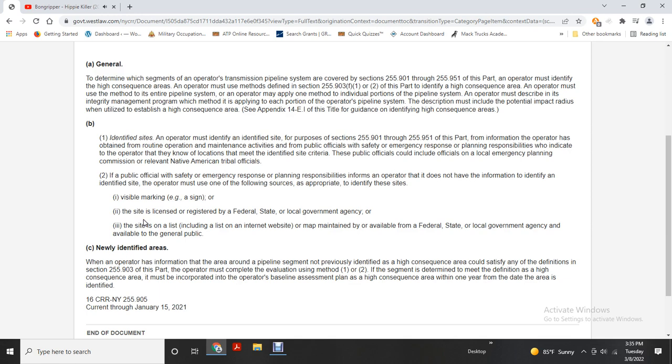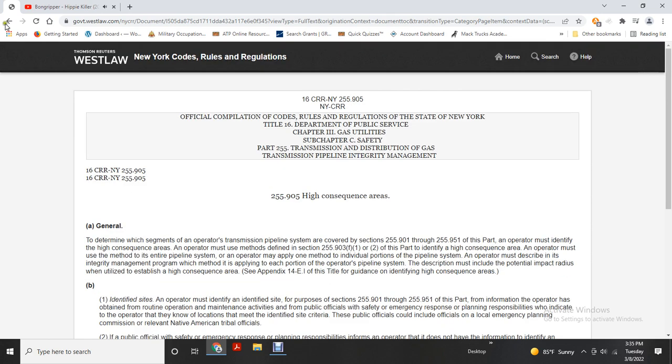Newly identified areas. When the operator acquires information that a pipeline segment not previously identified as a high consequence area satisfies the definition in 255.903, the operator must complete the evaluation using method 1 or 2. If the segment is determined to meet the definition of a high consequence area, it must be incorporated into the operator's baseline assessment plan as a high consequence area within 1 year of the date the area was identified. That was 255.905, high consequence areas.